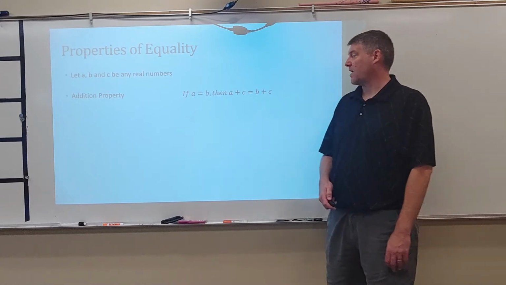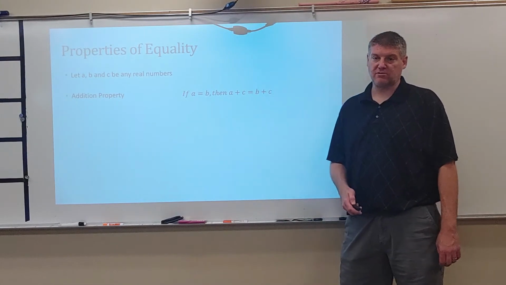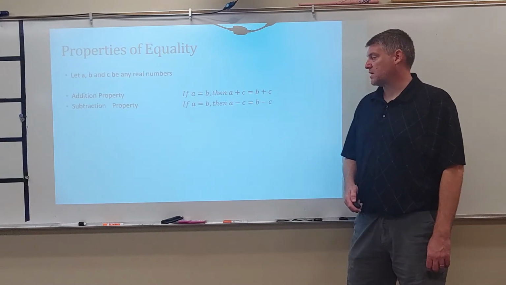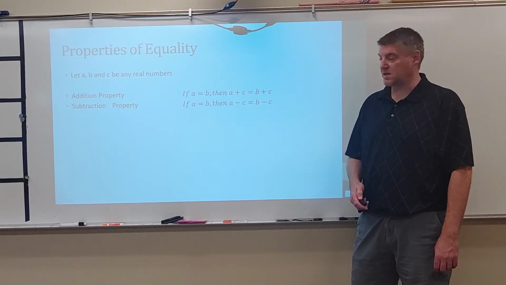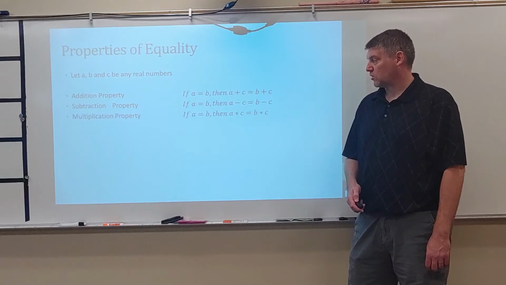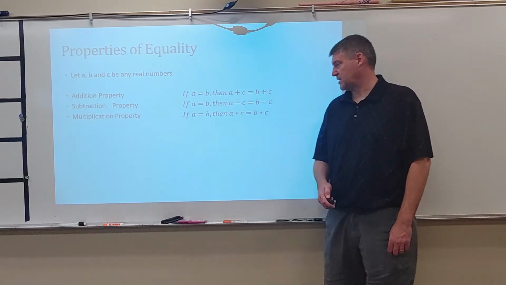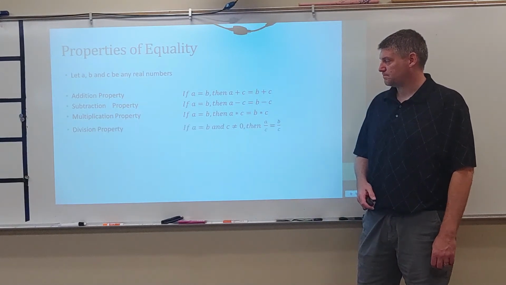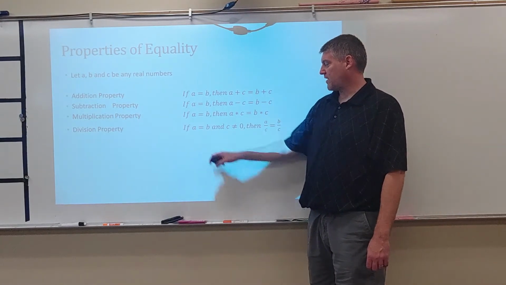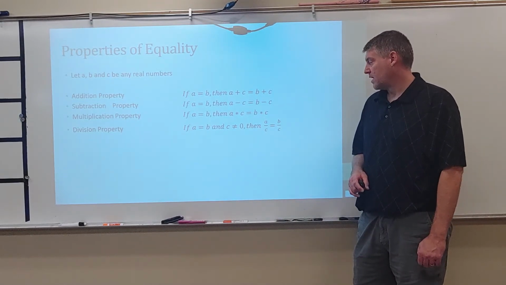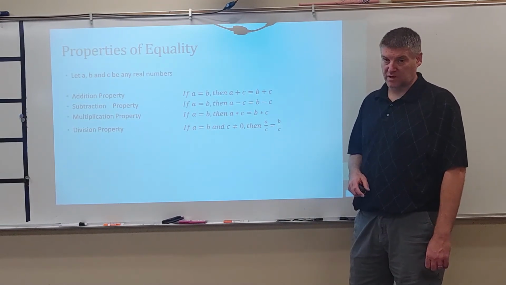Addition property. If A equals B, then A plus C equals B plus C. Subtraction. If A equals B, then A minus C equals B minus C. Multiplication. If A equals B, then A times C equals B times C. And then division. If A equals B and C does not equal 0, then A over C equals B over C.